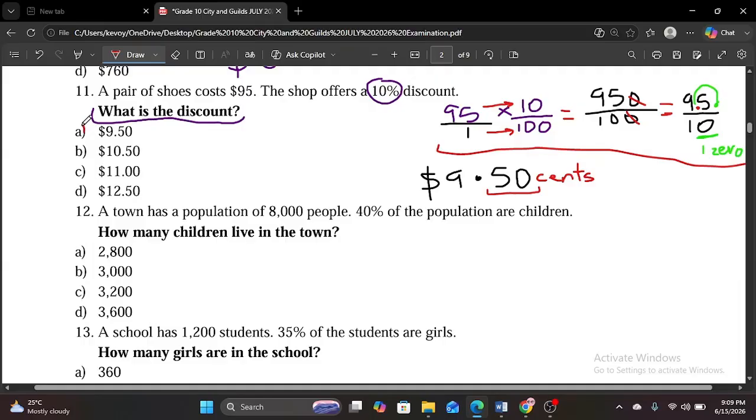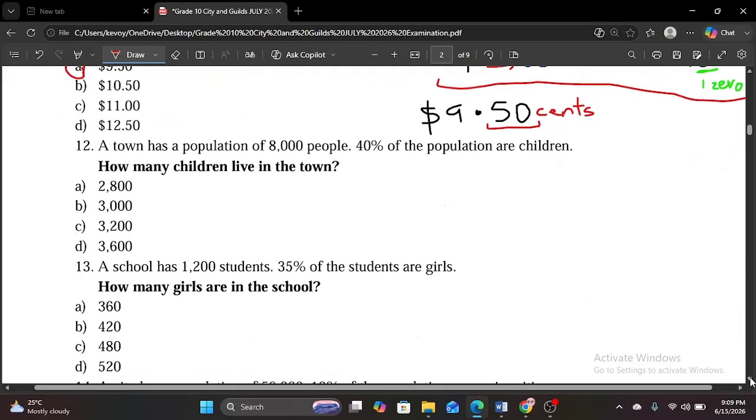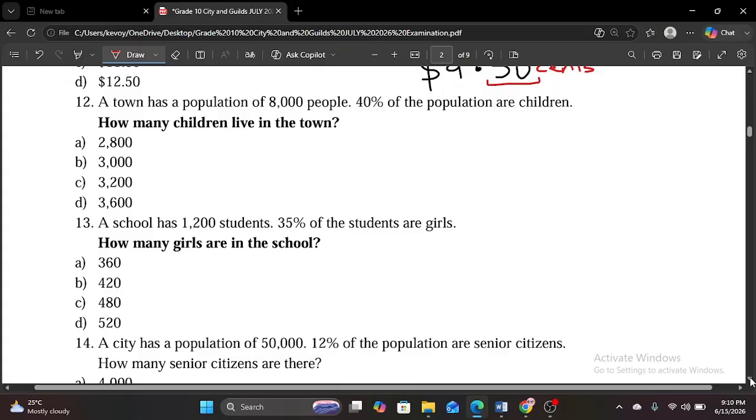So my answer is going to be A. And then I move on to question 12. A town has a population of 8,000 people. So 40% of the population are children. How many children live in the community?